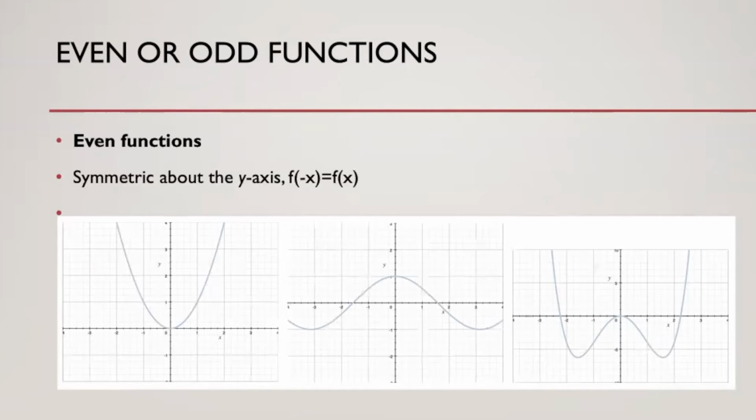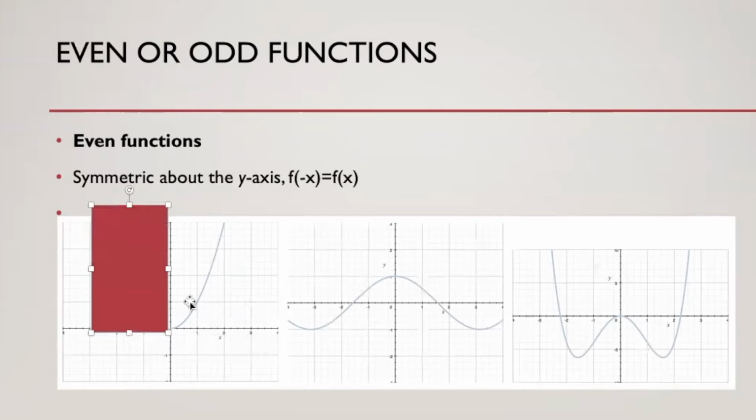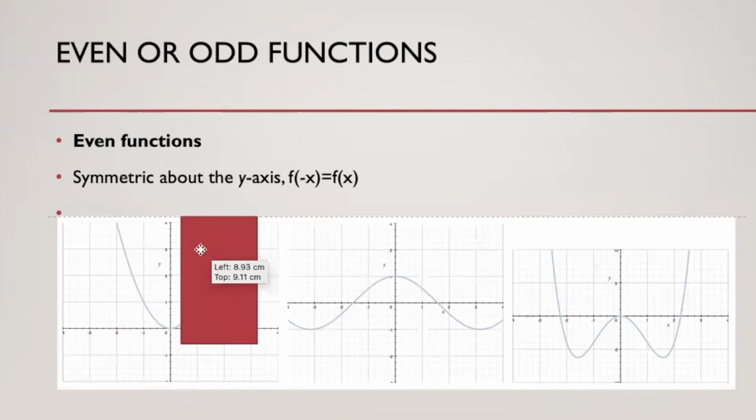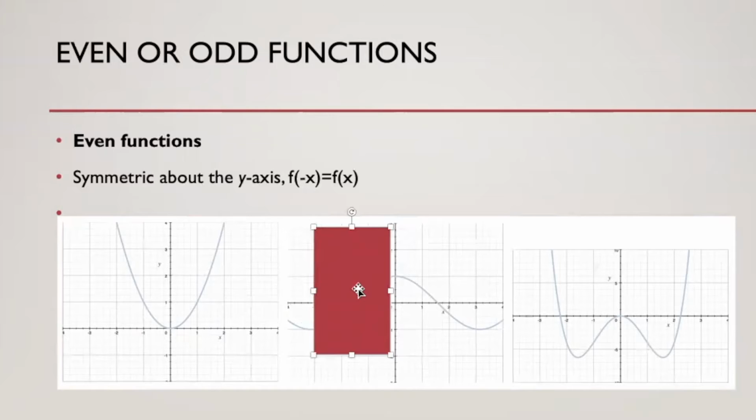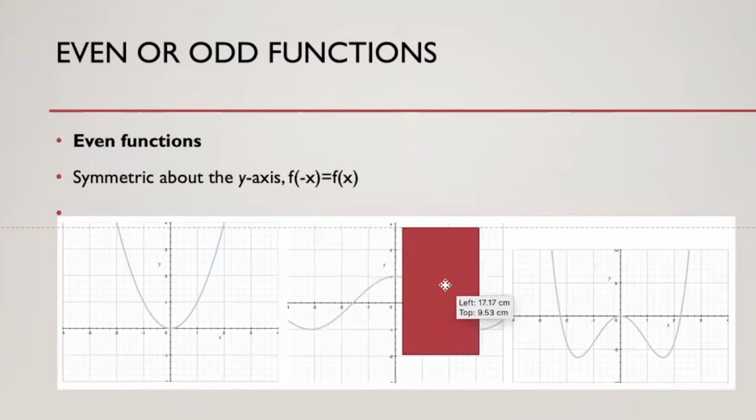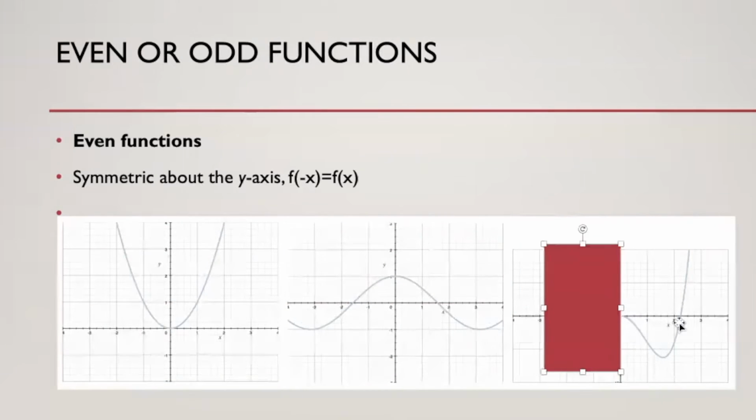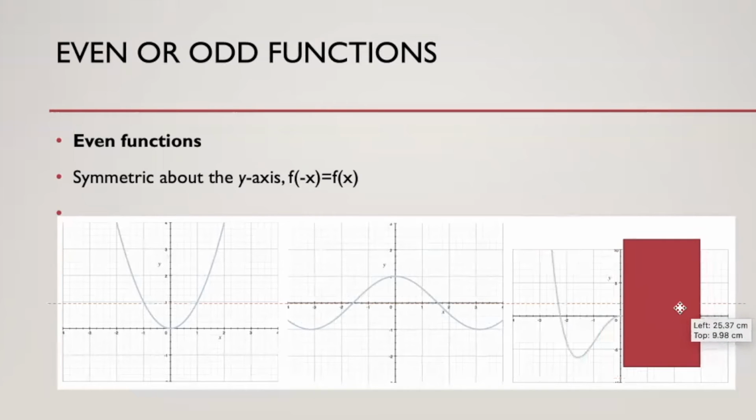So if I put a shape here, I am seeing a complete mirror on the next side. Same case here, if I put this shape over here, I am seeing an exact mirror. It's exactly the same. We cut it into two halves. Same case here, same shape on both sides. So that tells me that it's an even function.